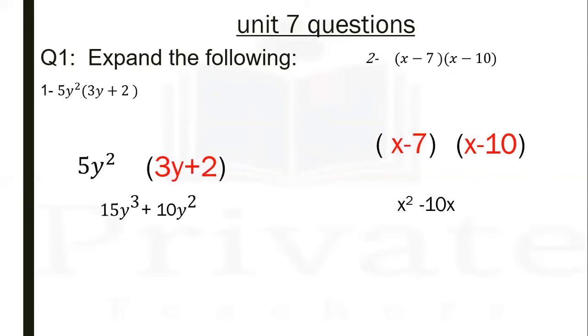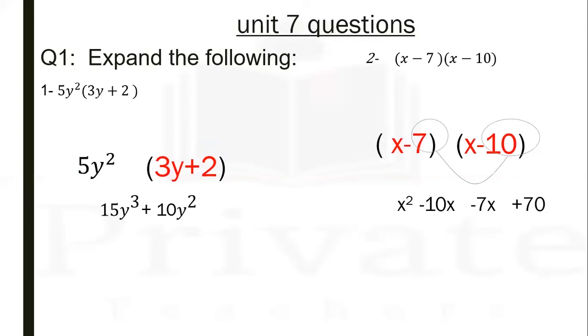After we multiply the x, we take the 7 with its sign, which is negative 7. We multiply it by x. So negative 7 times x is negative 7x. And then lastly, we take negative 7 times negative 10, where negative times negative is positive. So negative 7 times negative 10 is positive 70. This is the first step.